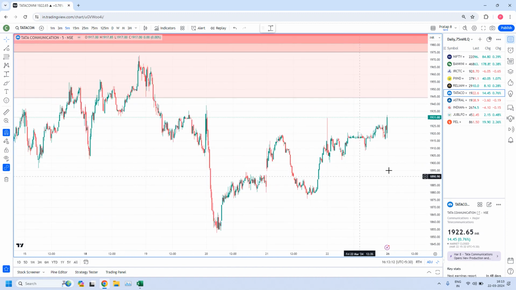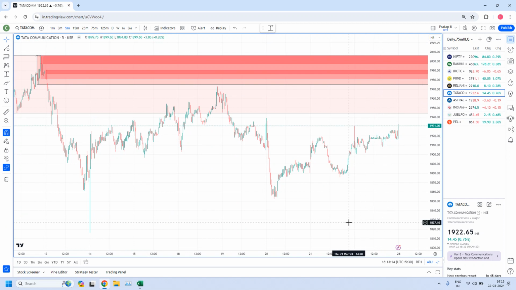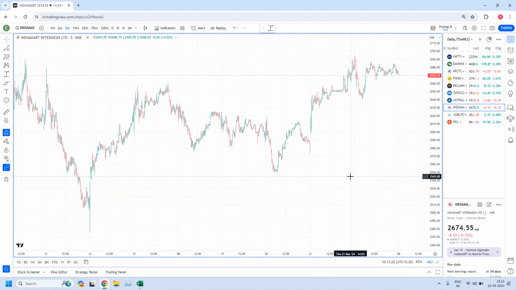But anyway, today prices did not enter into this zone. We didn't get a trade. Next one, Astral, we already discussed. That was a successful trade. Next, India Mart.